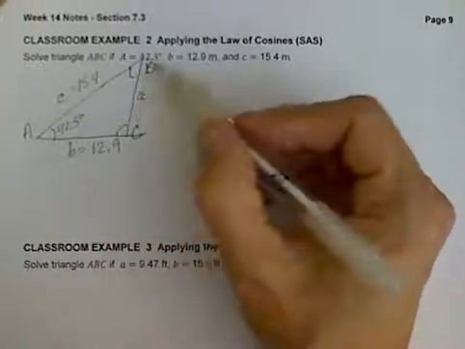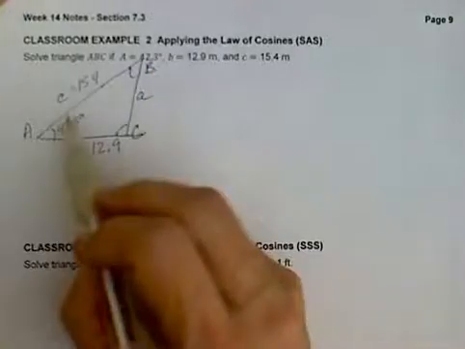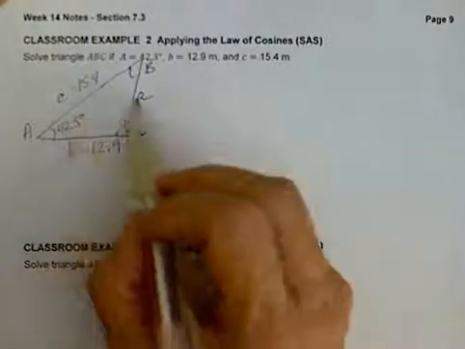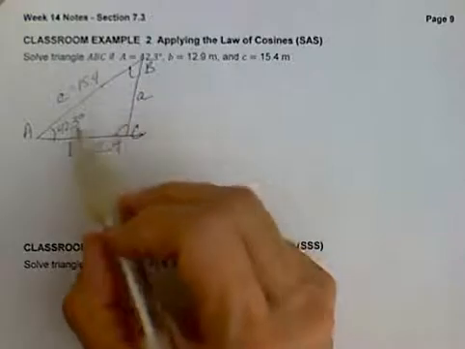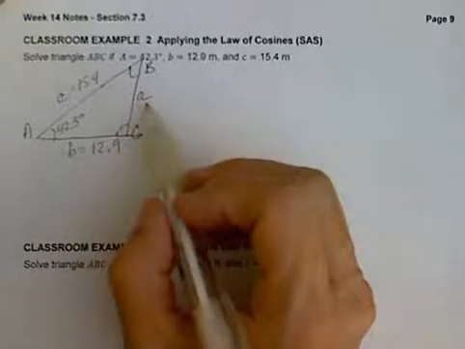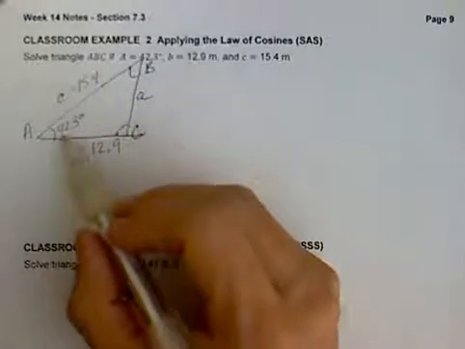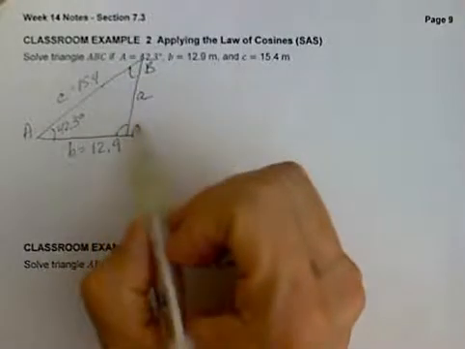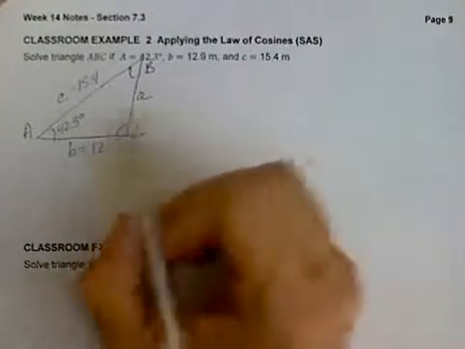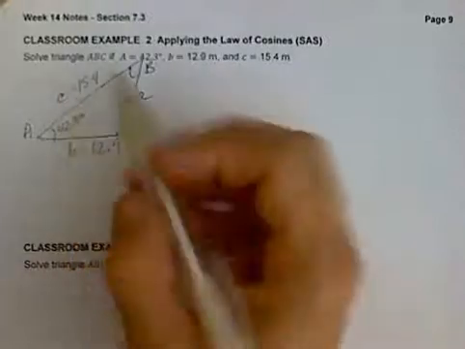Now I can see what to start with because I need to find 3 different quantities. I need side A and I also need angle B and angle C. I can't use the law of sines because I don't have anything where I've got both the angle and the side across from it, and I only have one angle, so there's no way to get either of the other 2 angles right off. So I'm going to use the law of cosines.